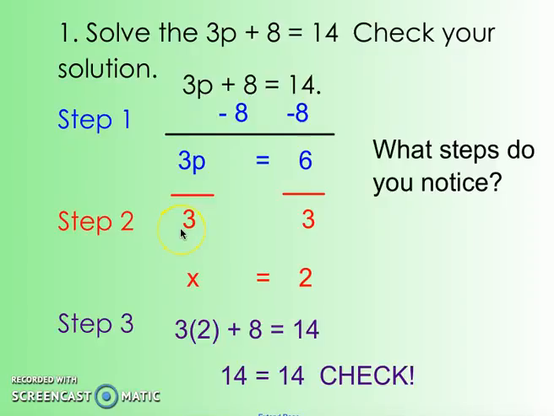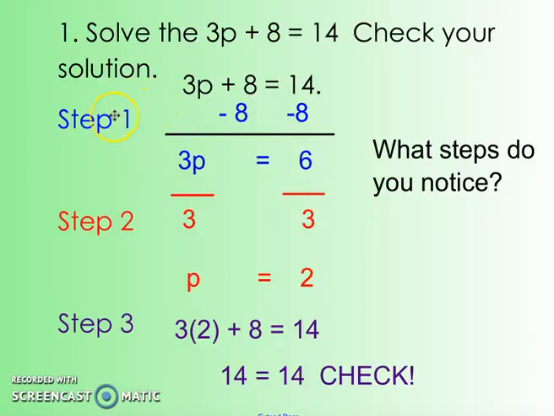Now what is step number 2? Yeah, we tried to figure out what each one of the pawns was worth. And so we divided by 3, and we got an answer of 2. And then step 3, what's going on here? Let's change that to a p. Yeah, we're checking to make sure our solution works.